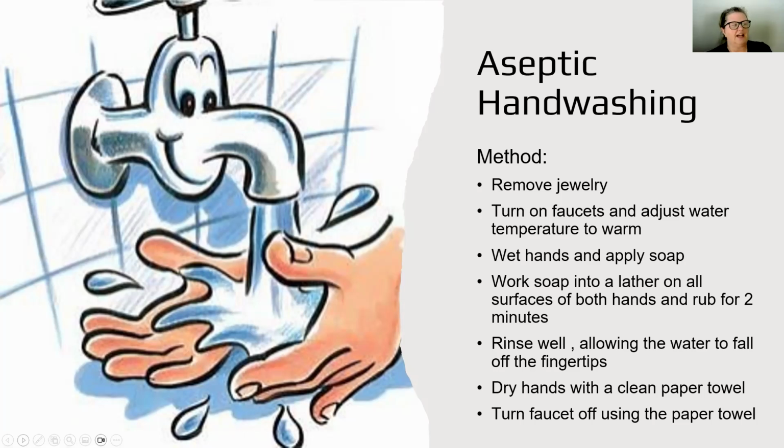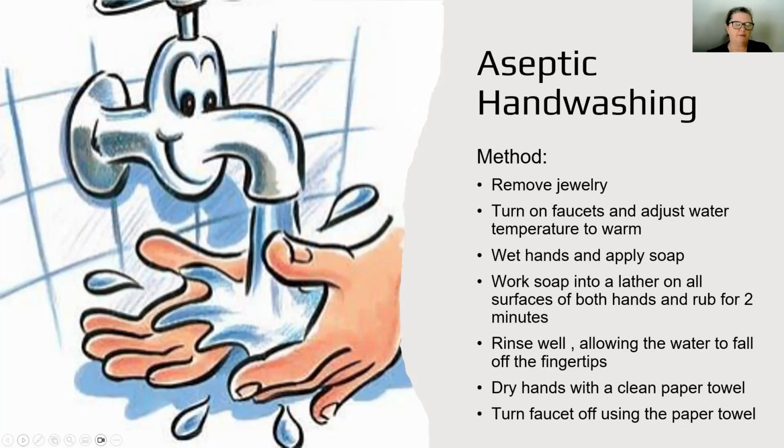Work the soap into a lather on all the surfaces of both hands and rub for 2 minutes. Now, different books will tell you different things. 2 minutes is a really long time. They say at least 20 seconds. Or if you've heard this before, if you can sing the happy birthday song through twice, that is probably the best way. Rinse well. Allow the water to fall off the fingertips. So don't do the thing like they do in the movies where they do this. That's a sterile scrub. You want the water to run this way off of your hands, so off of your fingertips.